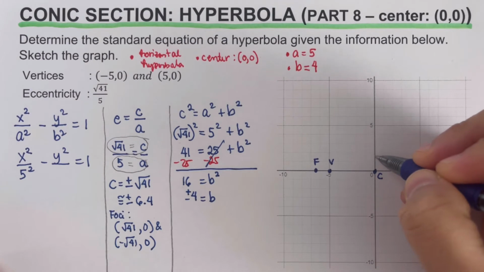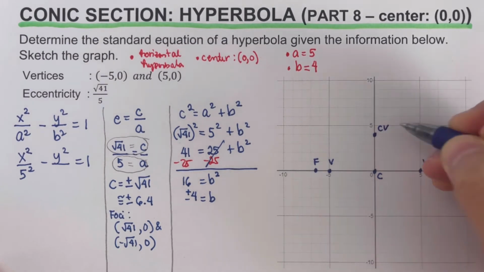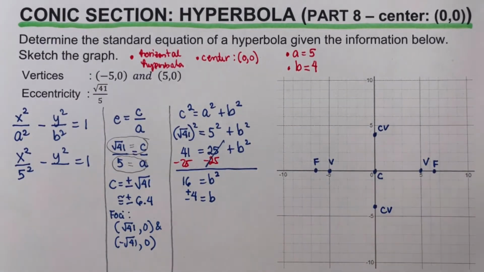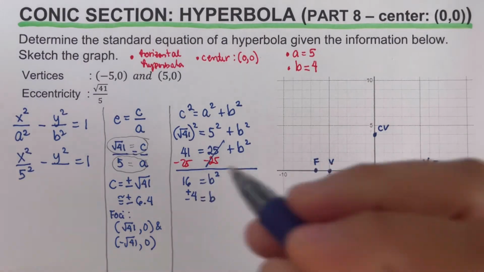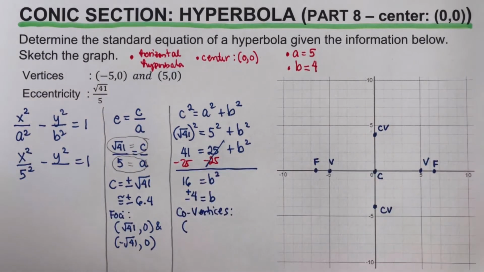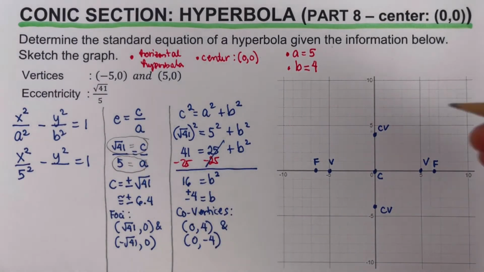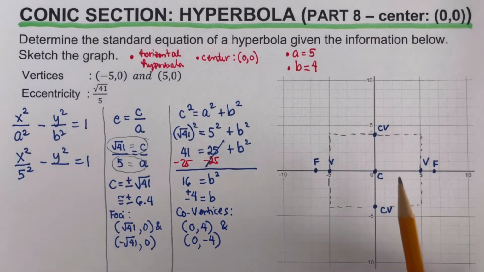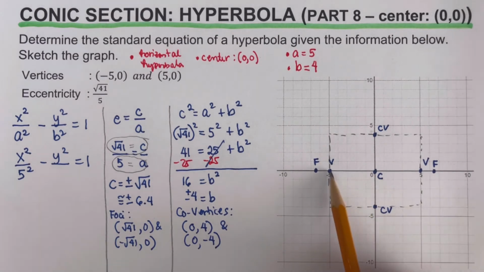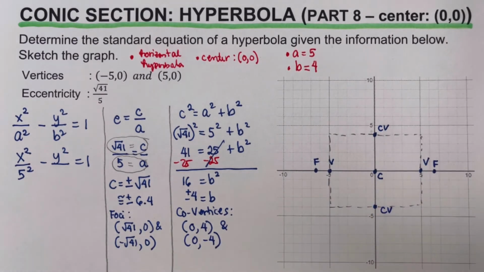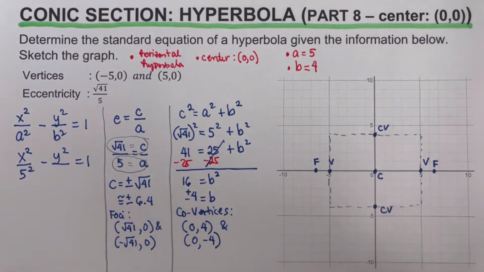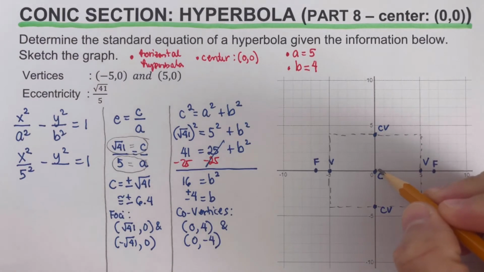So that would be 1, 2, 3, 4. This is our first co-vertex. 1, 2, 3, 4. This is our second co-vertex. So we can go ahead and write the coordinates of the two co-vertices down here. From here, we can draw the central rectangle of this hyperbola. We remember that the central rectangle should cover the two co-vertices and the two vertices, so that we can draw the two asymptotes. The asymptotes would connect the two corners of the rectangle passing through the center. So these are the two asymptotes.